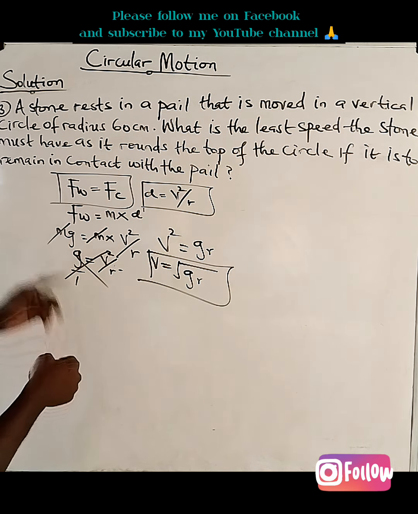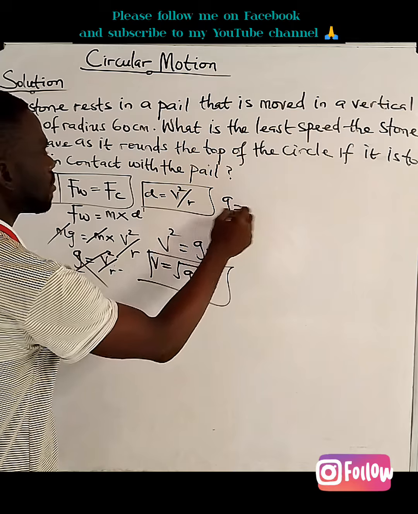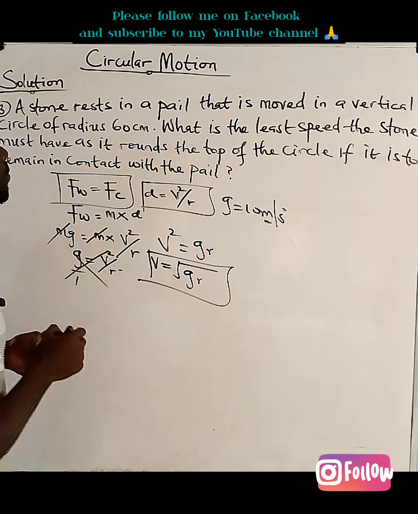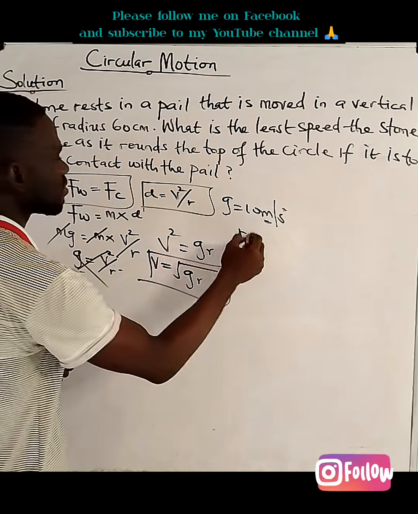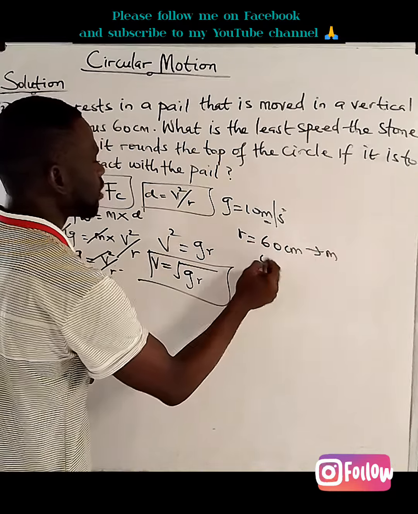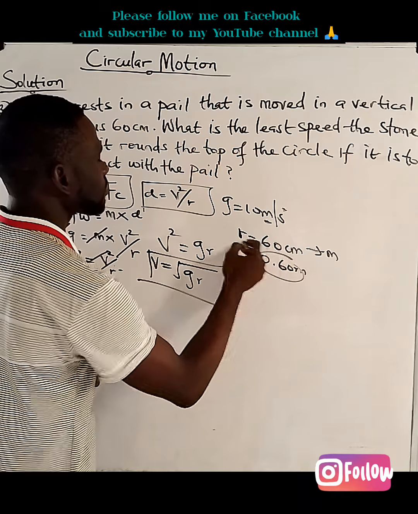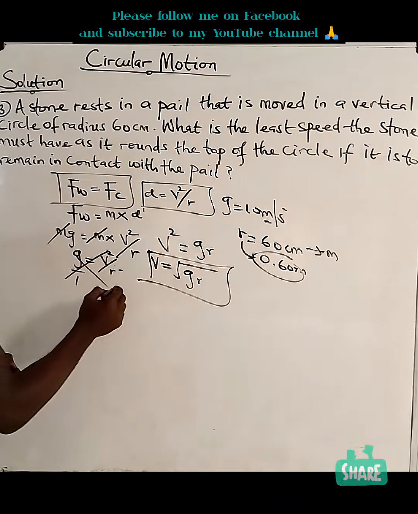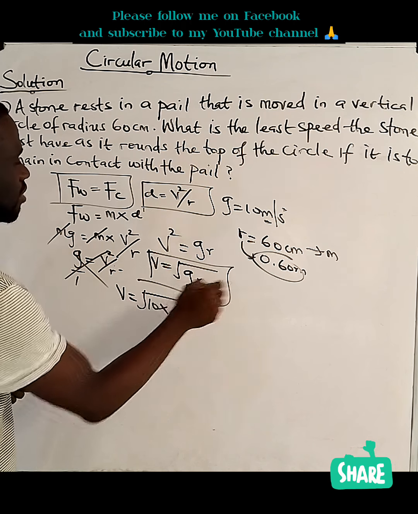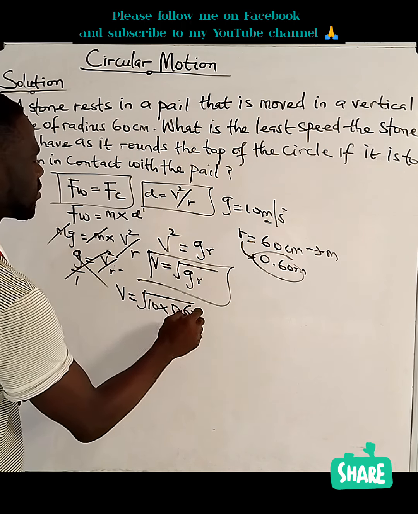So quickly, we have gravity to be 10 meters per second squared. That's a constant, nothing changes it. And the radius of the circle is 60 centimeters. I'm going to move this to meters. Divided by 100 is 0.60 meters. That's the radius. So we're going to fix it in. So we have V equals the square root of gravity 10 times radius 0.60 meters.